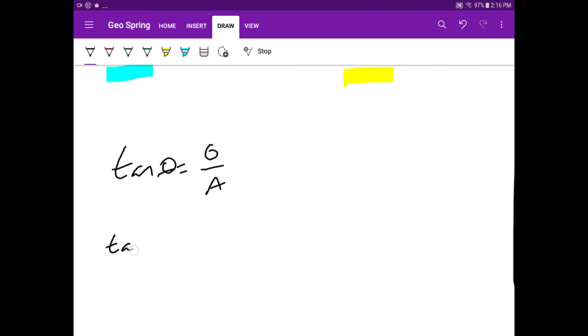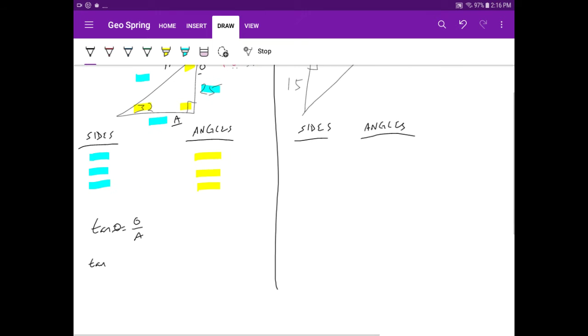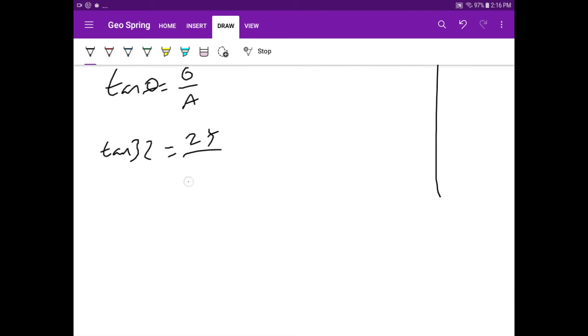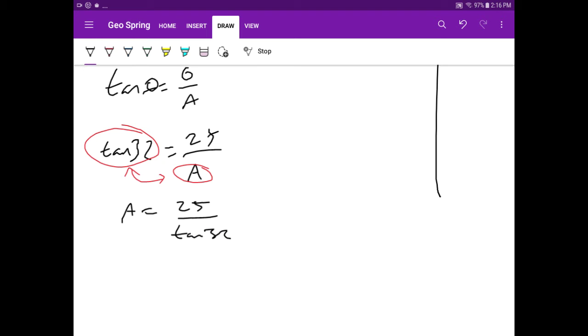Tangent of 32 equals opposite, which is 25, over adjacent. Let's just make it A. This is the case where you can shortcut this. I'm going to switch these two. So A equals 25 over tangent 32. Okay, so 25 divided by tangent 32 is 40.0.